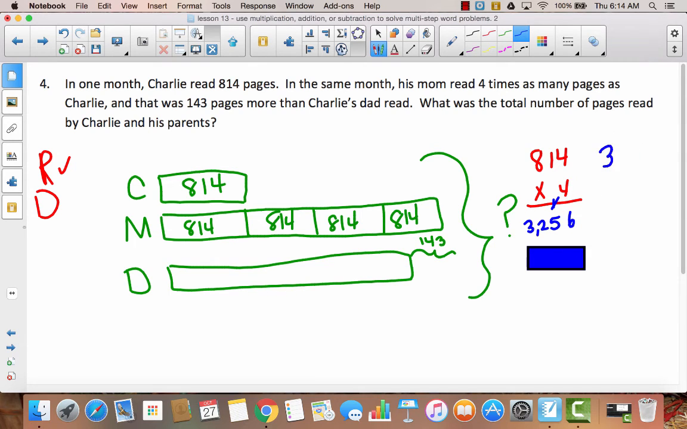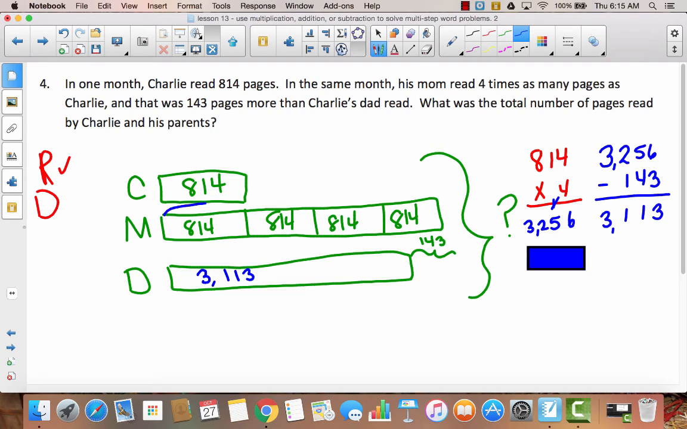Now, if this was 143 pages more than dad, then I'm going to have to take mom's total, and I'm going to have to subtract 143 to be able to get dad's total. So let's go ahead and pause the video. Actually, let's not pause because there's no decomposing. We can just do this really quickly. So it's going to be 3, 1, 1, 3. No decomposing necessary. So dad read a total of 3,113 pages.